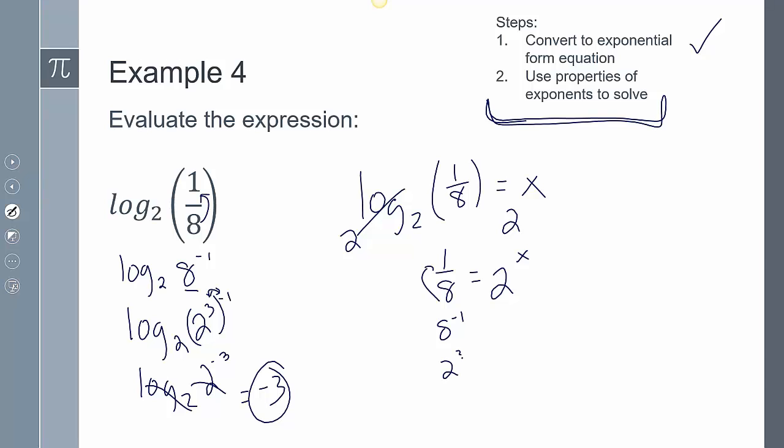8 is 2 to the third, which is 2 to the negative 3. And so now I can set the powers equal to each other. And we just remember, we isolate the fact we can't say x equals it. We just know that that statement's now going to equal negative 3, or it simplifies into negative 3.